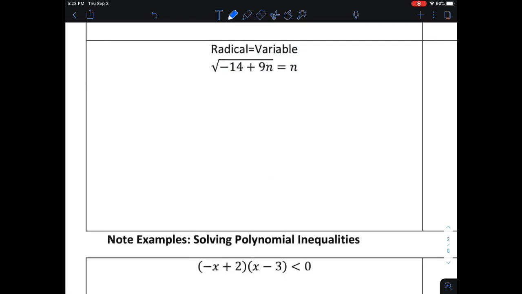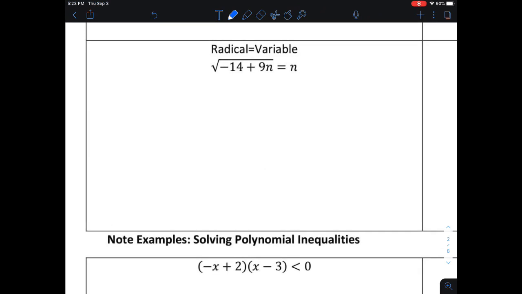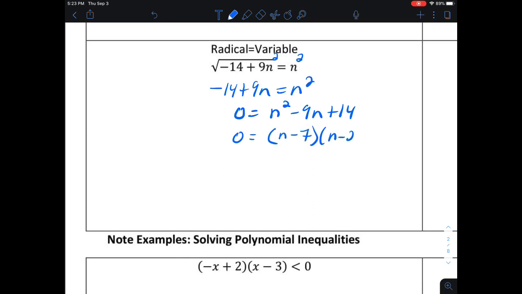Now, if I have a radical equal to a variable, I'm going to have to isolate the radical, which it already is, and then to take the radical off, I'm going to square. So I'm going to square both sides, and then rewrite. So we'd have negative 14 plus 9n is equal to n squared, and then we work our way through the process of solving. So I'm going to get everything on the same side, try to solve this by factoring. And so that'd be n minus 7 times n minus 2.